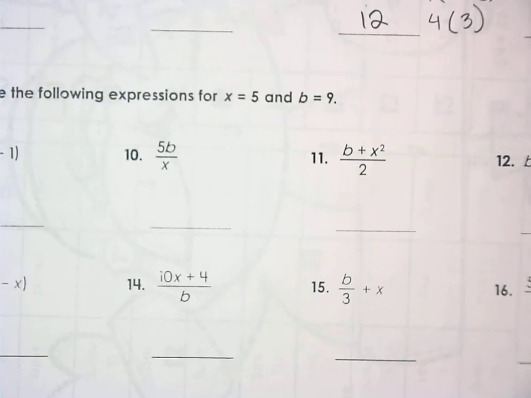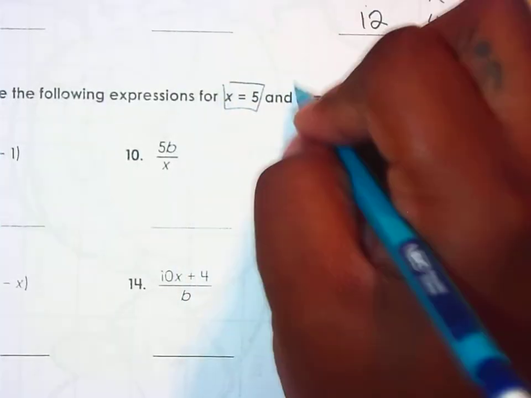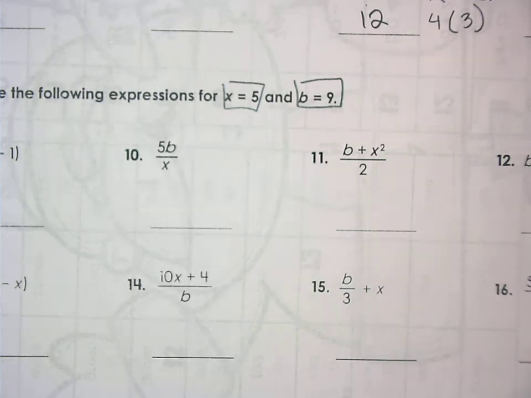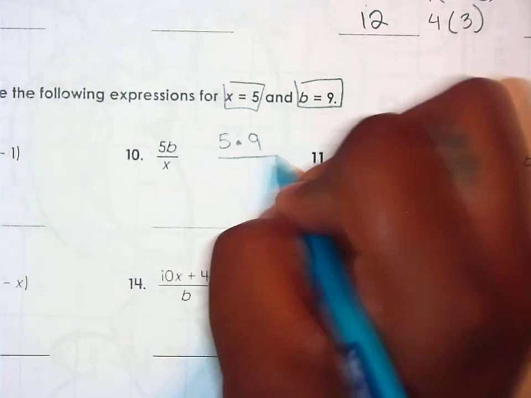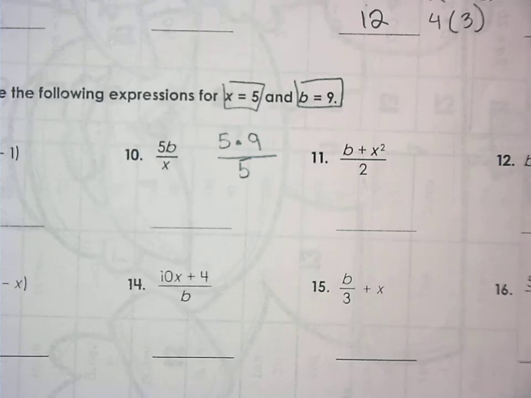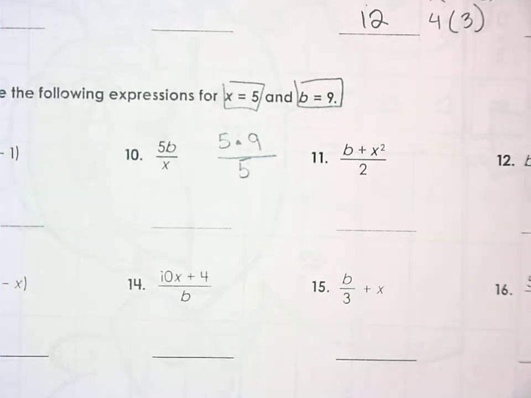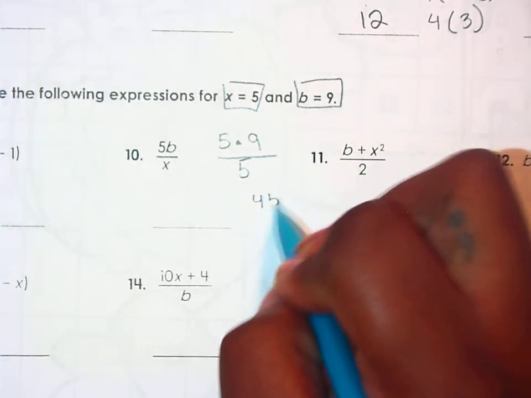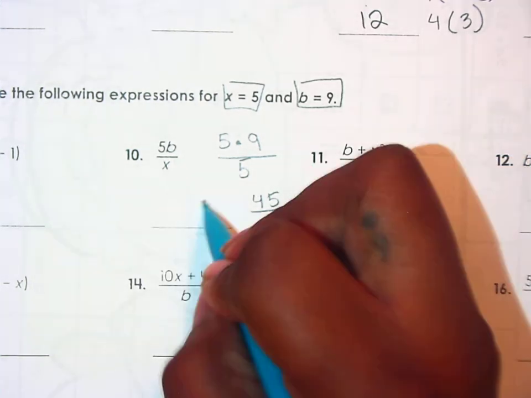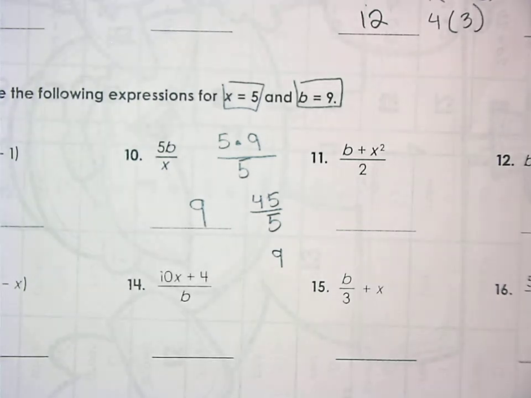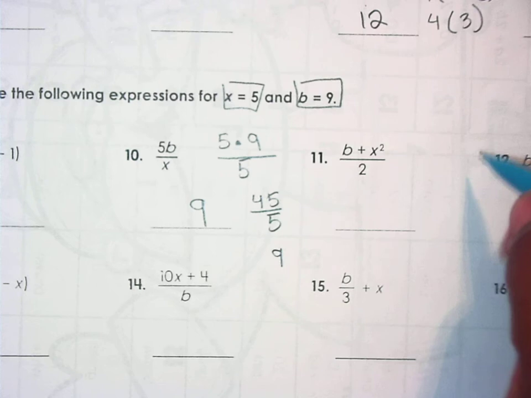Honestly, I'm going to work on 10 and 11. They're right there. Now X represents 5 and B represents 9, which means I'm plugging in 2 different values. Look at 10. I have 5B over X. So I'm going to do 5 times 9 over 5. I'm going to multiply and divide almost simultaneously. 5 times 9 is 45 over 5, and 45 divided by 5 is just 9.